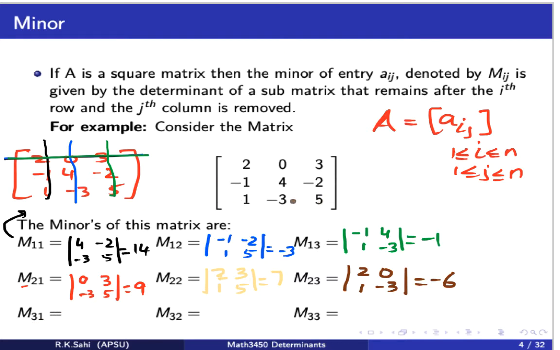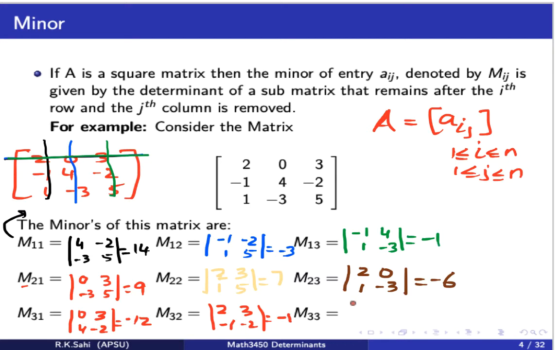Okay, let's look at M31. Now it's the third row, guys, and the first column. I'm going to go back to my red here. So this one, third row, first column: 0, 3, 4, minus 2. We're going to get a minus 12. Okay, what is M32? Third row, second column. So it's going to be 2, minus 1, and 3 and minus 2. So what are we going to get here? Minus 4 plus 3, minus 1.